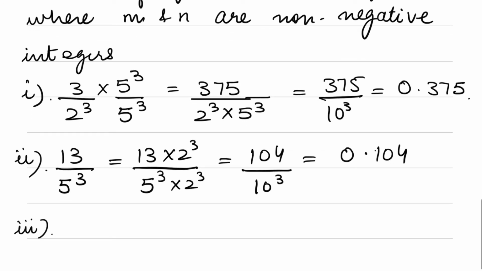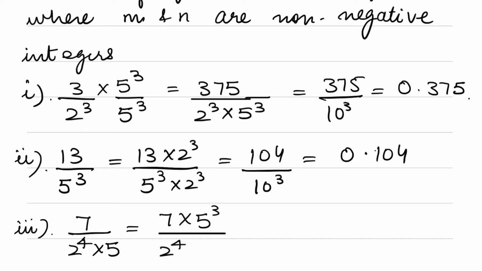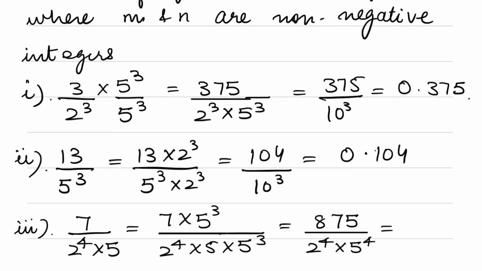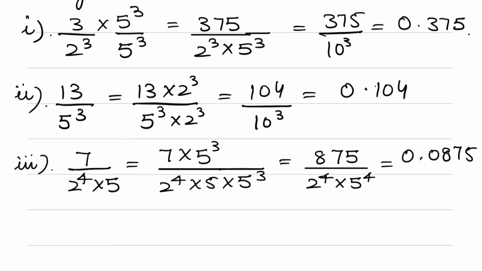Now the third example. So 7 by 2 raised to the power 4 into 5 we had. So this I can write down as 7 into 5 raised to the power 3 over 2 raised to the power 4 into 5 into 5 raised to the power 3. So this is 125 into 7, that is 875, and we have 2 raised to the power 4 into 5 raised to the power 4. So total 10 raised to the power 4. So this would be 0.0875. Again a terminating decimal expansion.